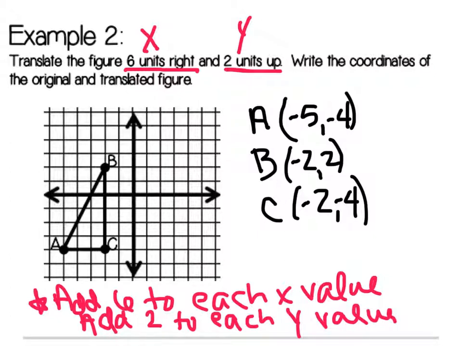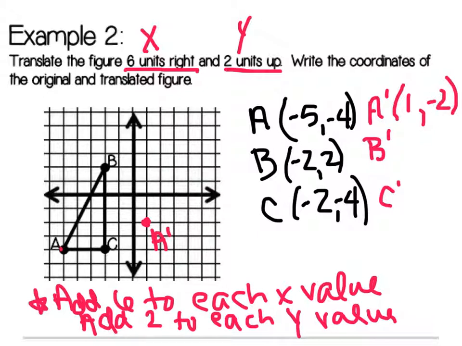Now, we can find our image without ever having to use our graph. It helps us to confirm that. But we're going to find the image of A, B, and C. If we're moving 6 units right for point A, put your pencil on A and move over 6 units right and then 2 units up. Label that A prime, or the image of A. When we move 6 units right, that's like adding 6, so -5 plus 6 is +1 on our x value. When we move 2 units up, -4 plus 2 is -2. So our image of A is at +1, -2.